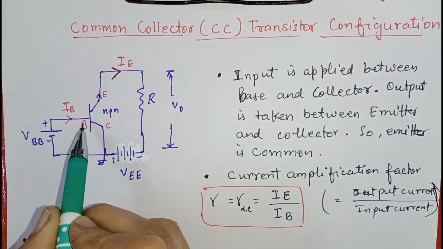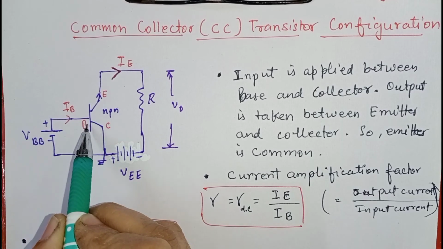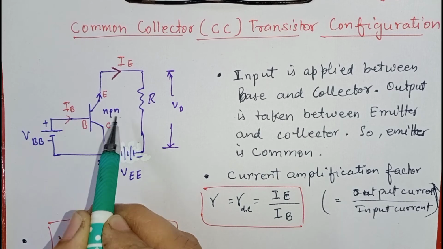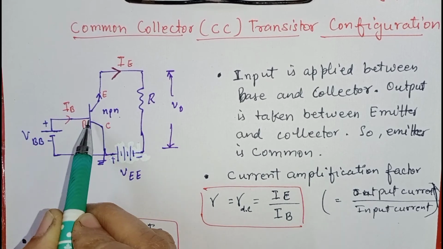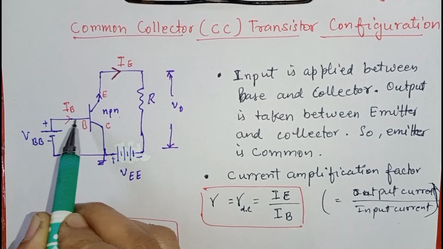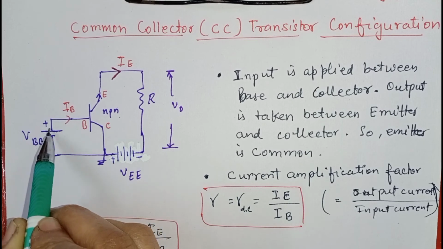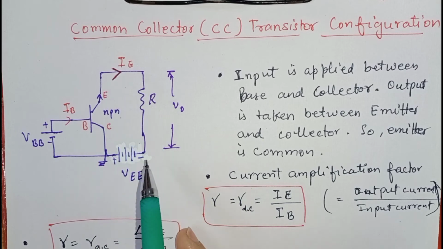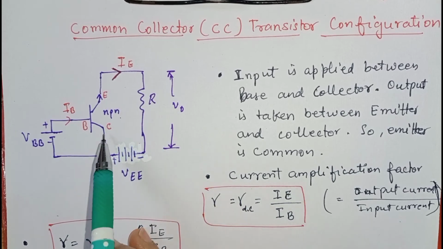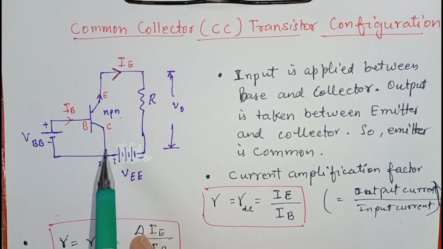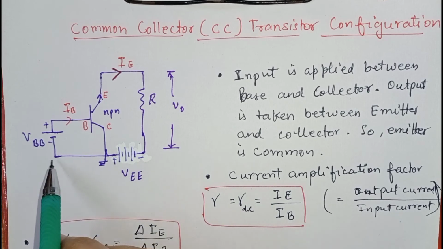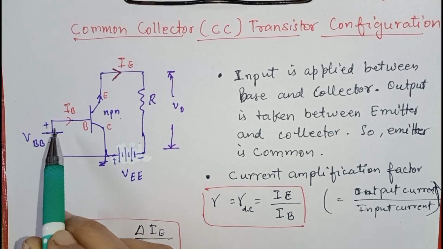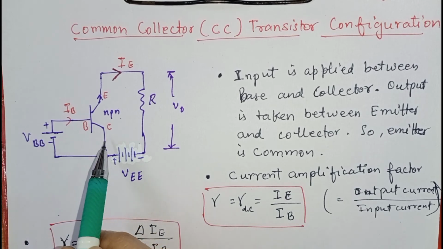Here, to forward bias the base emitter junction, we have connected the base region, because it is an NPN transistor, so the base is P type. So we have connected it with the positive terminal of the battery, and the emitter is N type, so it is connected to the negative terminal of the battery. The collector is common here, so it is in the input circuit and also in the output circuit. Now we will apply the input signal between base and collector.